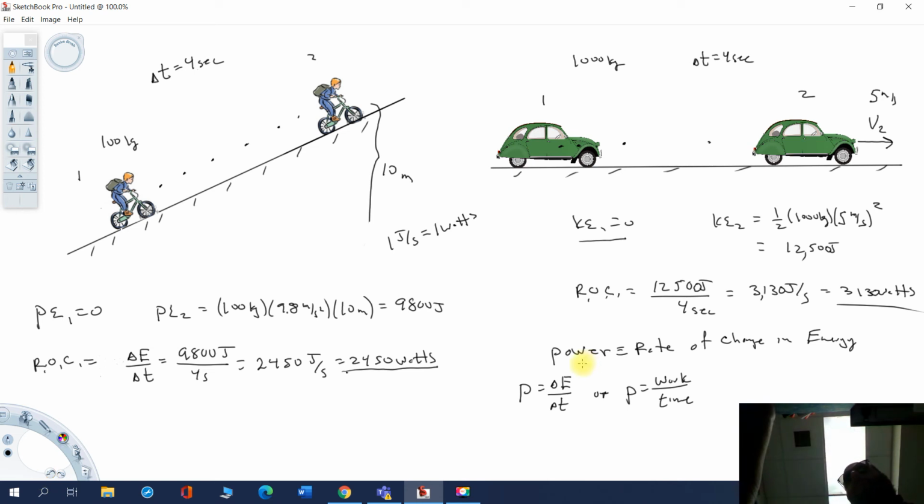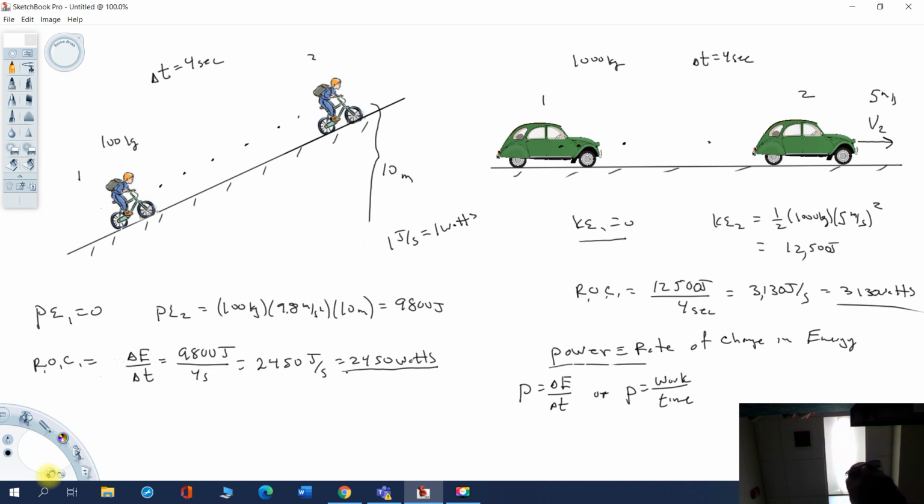You can also, by the way, define power as the rate at which work is done. I like to define it as a rate of change of energy because this takes into account later on when we talk about heat transfers and other types of energy transfers. This is a more generic way to think of power. So this is meant to be an introductory, conceptual video about power.